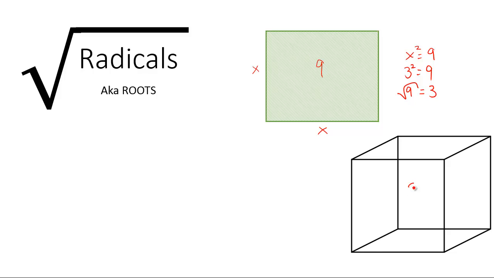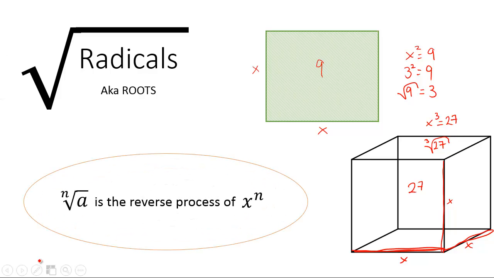Say the volume of this cube is 27. Well, the question then would be, what is the length of the side of the cube? Since it's a cube, we're going length times width times height to get the volume. Meaning if they're all the same, that's the same as saying x cubed is 27, and therefore what is x? The what is x is given by the cube root of 27. So you can see that rooting is a reverse process of taking to the power of n.